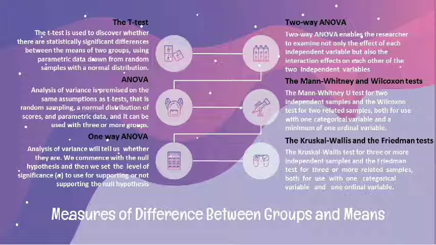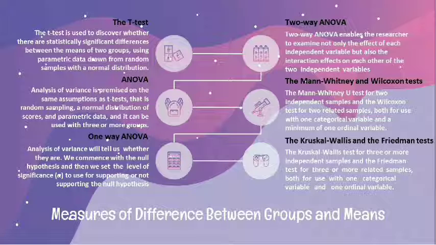Next, one-way ANOVA. Analysis of variance will tell us whether they are different. We commence with the null hypothesis and then we set the level of significance to use for supporting or not supporting the null hypothesis. Next, two-way ANOVA. It enables the researcher to examine not only the effect of each independent variable, but also the interaction effects on each other of the two independent variables.